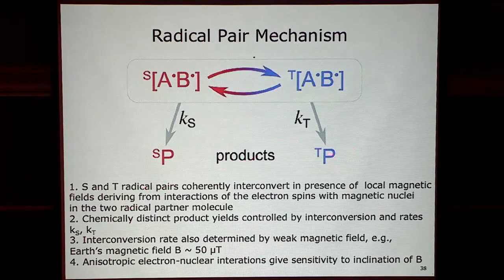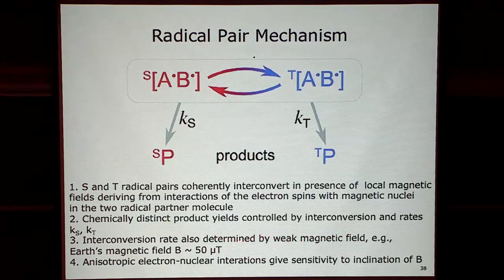One of these products goes on to signal to the brain that the magnetic field is such and such an orientation, and the other one just goes back and recycles around. I think this is a signaling one. Then the third important feature is that this interconversion rate, so this coherent interconversion of these entangled spin states, is also, I shouldn't say determined, is controlled by a weak magnetic field.